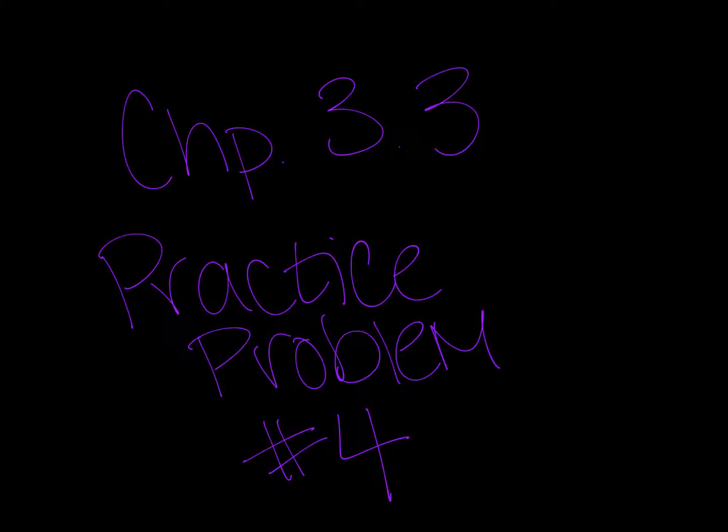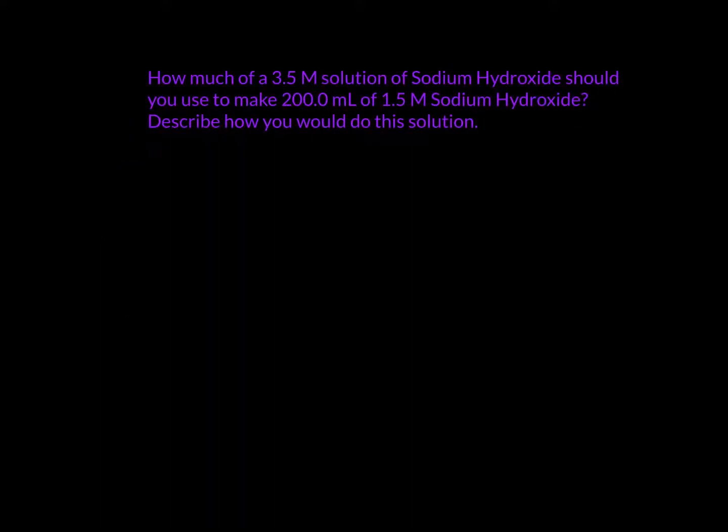Today I'm going to show you how to solve practice problem number 4 from chapter 3.3 in the General Chemistry workbook. I highly encourage you to pause the video now and solve the problem yourself, then go through the video if you're stuck. So the question is, how much of a 3.5 molar solution of sodium hydroxide should you use to make 200 milliliters of a 1.5 molar sodium hydroxide solution? Describe how you would do this solution.